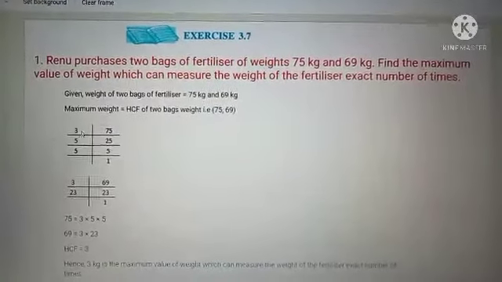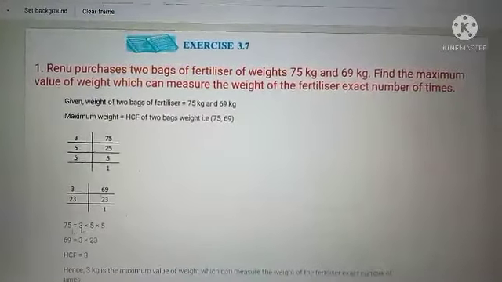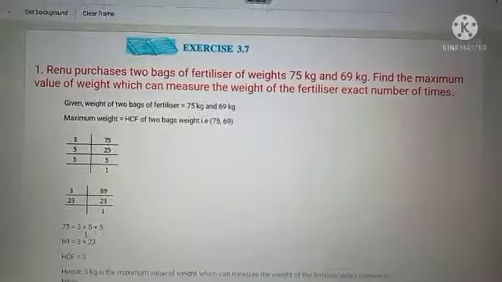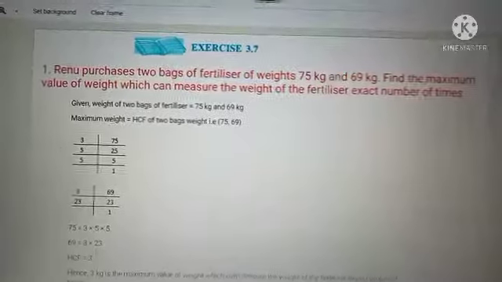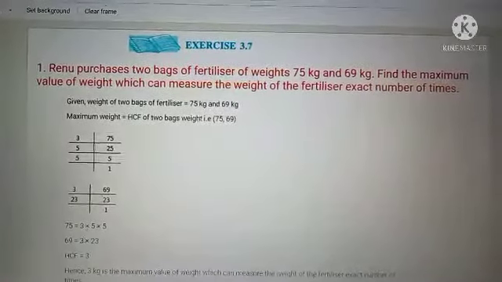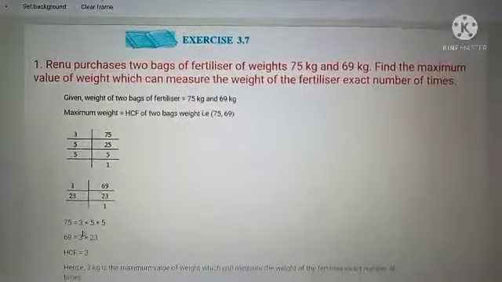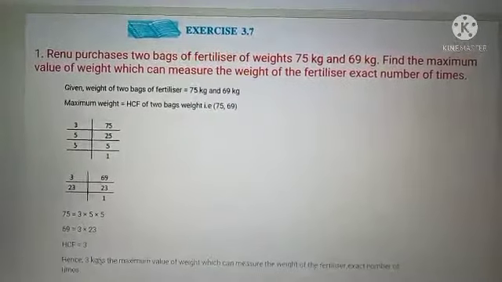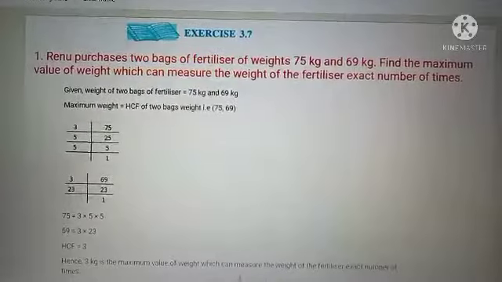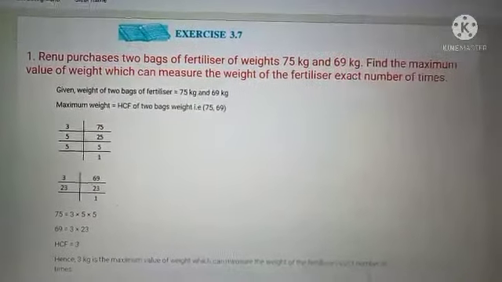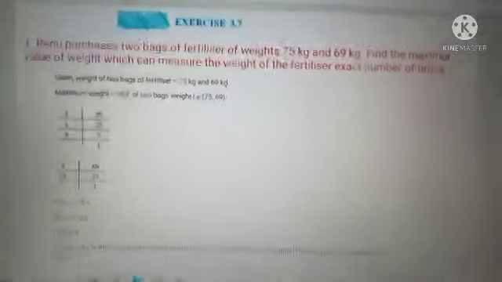Now the prime factorizations: 75 is equal to 3 into 5 into 5, and 69 is equal to 3 into 23. Are there any common factors? Yes, 3 is there. So what is the HCF? 3. Hence 3 kilogram is the maximum value of weight which can measure the weight of the fertilizers an exact number of times.